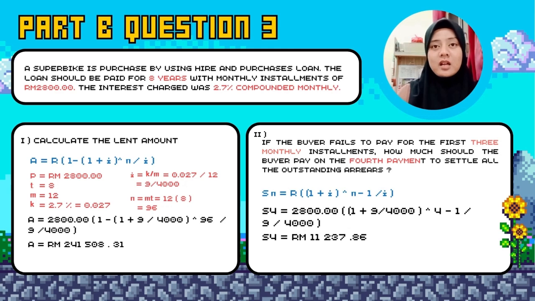For the second question, if the buyer failed to pay the first 3 monthly installments, how much should the buyer pay on the fourth payment to settle all the outstanding arrears? For this question, I use the formula Sn equals R bracket 1 plus i bracket power of n minus 1 divided by i bracket. Our n is 4, so it is S4 equals 2,800 ringgit bracket 1 plus 9 over 4,000 brackets power of 4 minus 1 divided by 9 over 4,000 brackets. And then we get the answer, which is 11,237 and 86 cents.